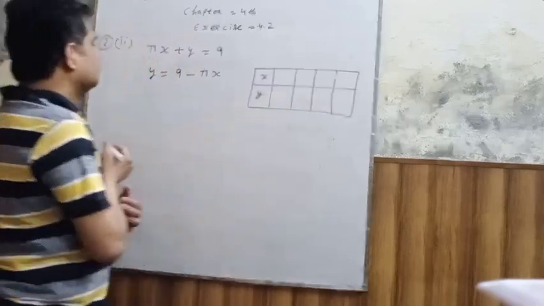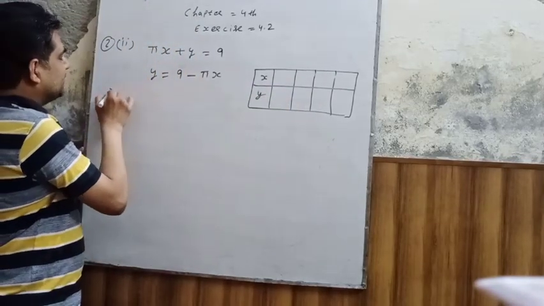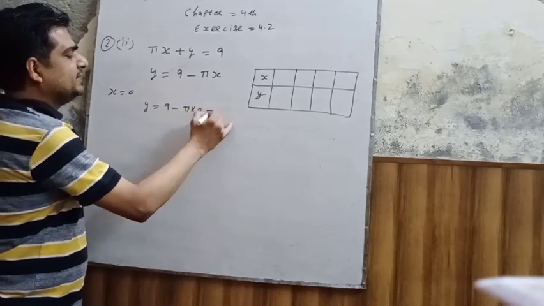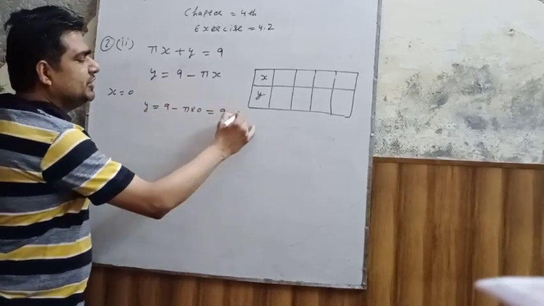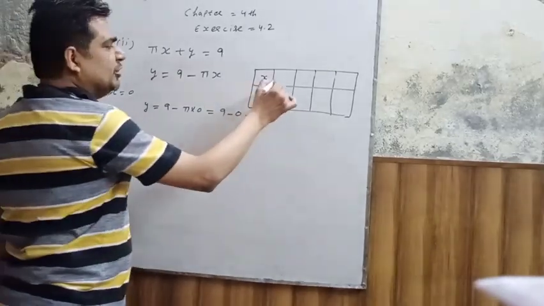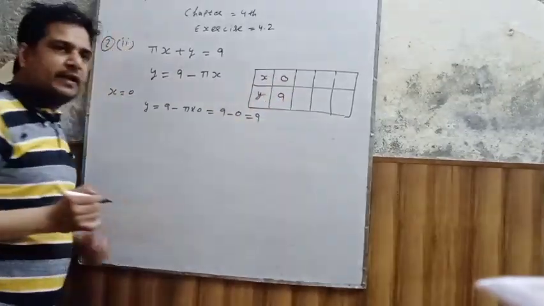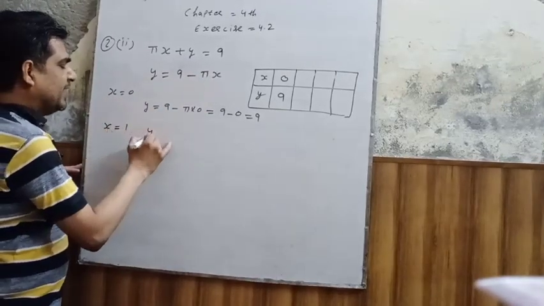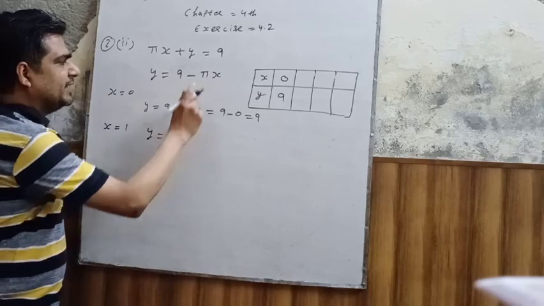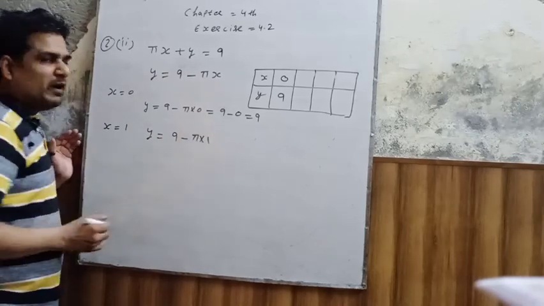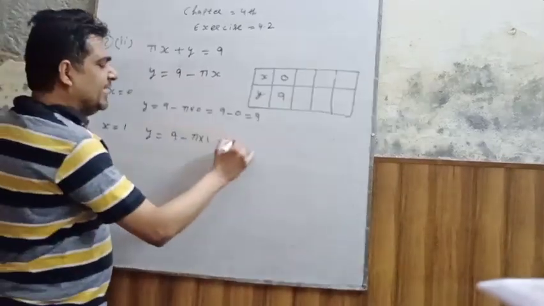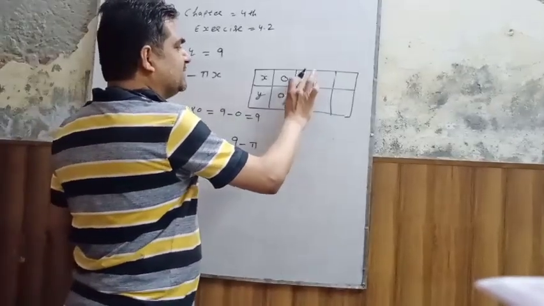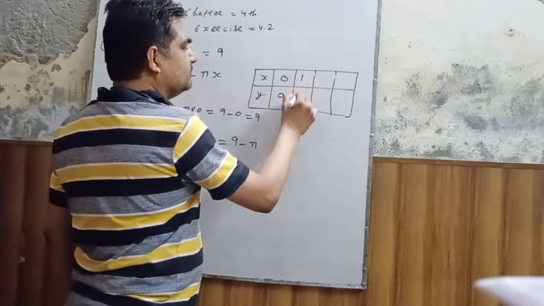x, y. If x is equal to 0, y is 9 minus pi into 0. It means 9 minus 0, which is 9. X value 0, y value 9. Instead of x, we write 1. y is equal to 9 minus pi into 1. Pi into 1 means pi. So 9 minus pi. If x is 1, y is 9 minus pi.